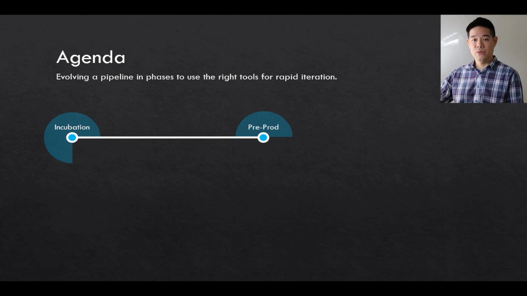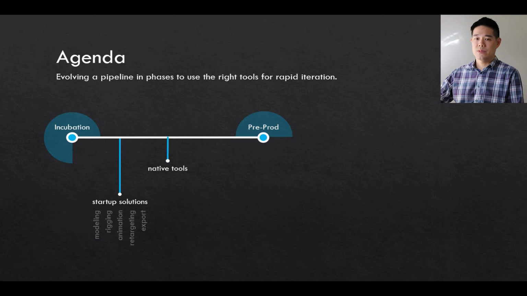So the best thing you can do at that point is to use what already exists out there. It doesn't mean that you shouldn't write tools at all, but it means that you should leverage what exists already, so that you don't have to rewrite anything that already exists. So at first, we'll breeze through some of the startup solutions, things that you'll use for modeling, rigging, animation retargeting, and exporting. Then we'll go through some of the native tools that Maya already has to help you out for this. And then we'll explore some external tools that even Blizzard uses to speed up that process.